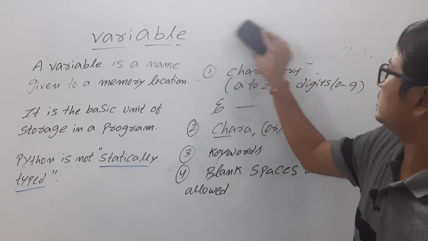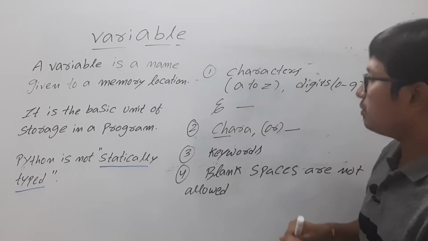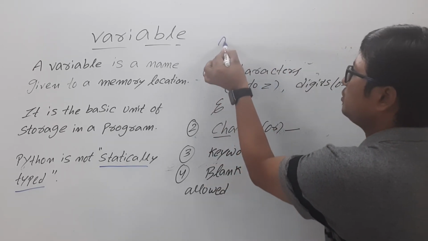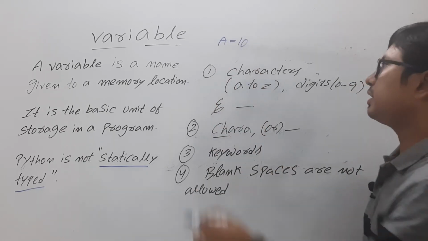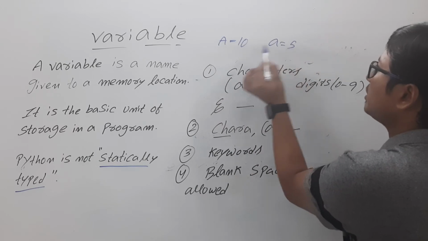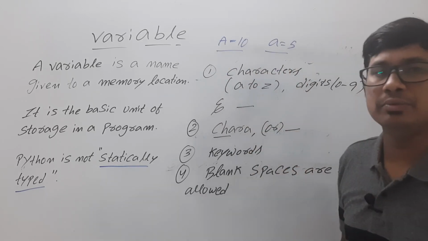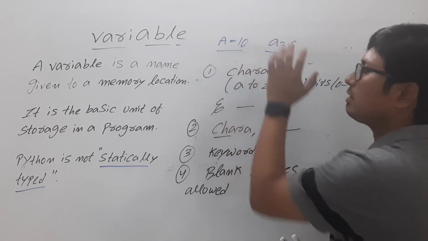What is meant by case sensitive is, if you declare a variable called a is equal to 10, you can use small a is equal to 5. These are two different variables. Meaning is that one is a capital A and another one is a small a.